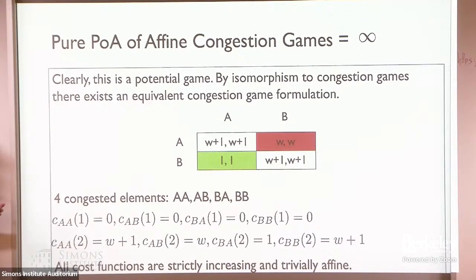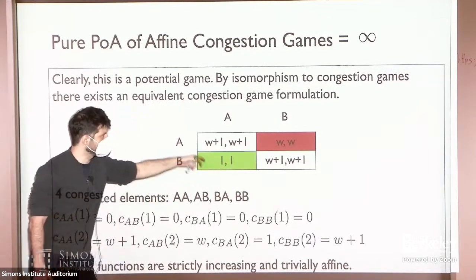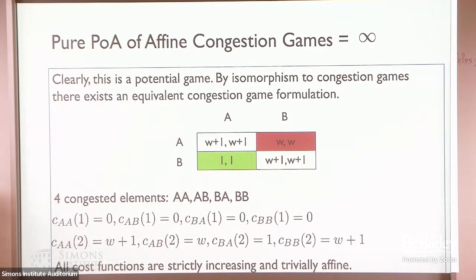The available strategies: if I choose A as the row player, I have to use these 2. If I choose B, I have to use these 2, and likewise for the column player. The costs are steadily increasing: as you increase the load, everything goes from 0 to something positive. Number 2, they're trivially linear because there are only 2 points. So it's an affine congestion game, and the price of anarchy is infinity. How is this possible? Can someone tell me what's going on here?